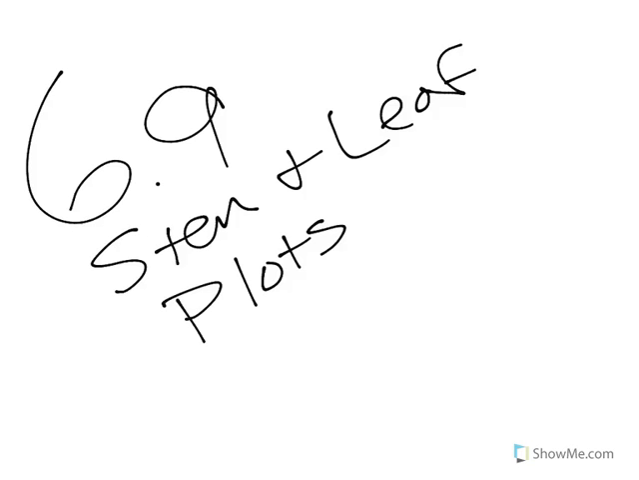Today's lesson is on stem and leaf plots. Stem and leaf plots are a different kind of visual organization for numbers that helps you represent a lot of numbers in a smaller chart. So stem and leaf plots, they give you a lot of information.